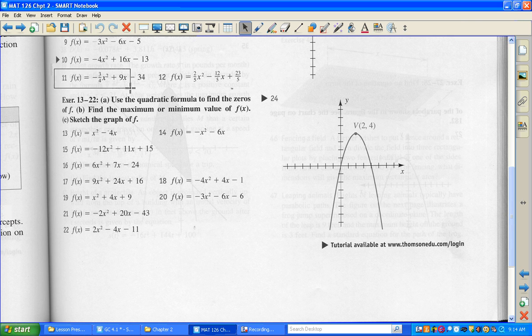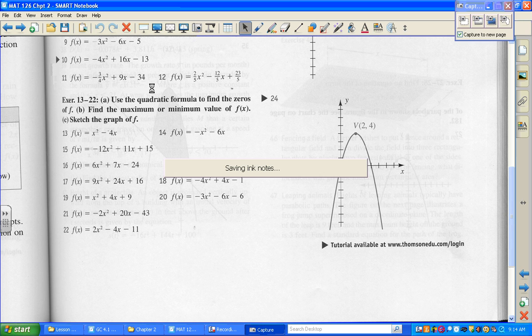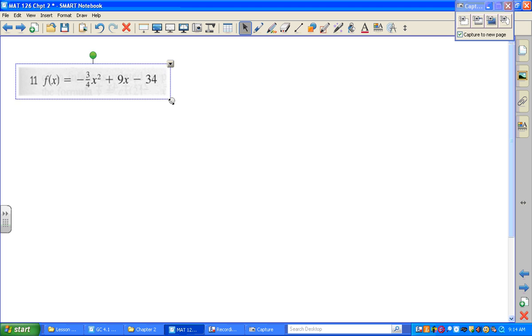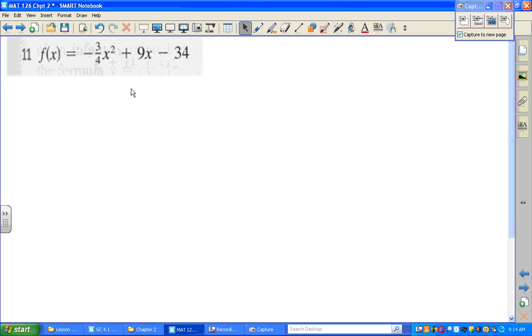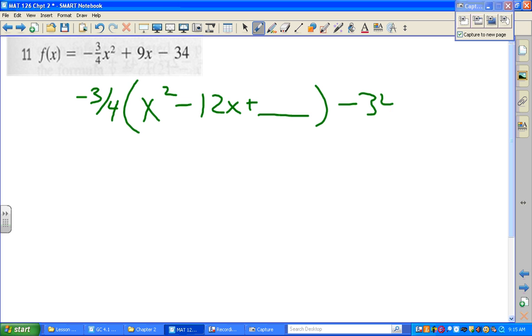No? I want you to take 9 divided by 3/4 and tell me what you get. 9 divided by 3/4. There you go. X squared minus 12x plus blank minus 34.